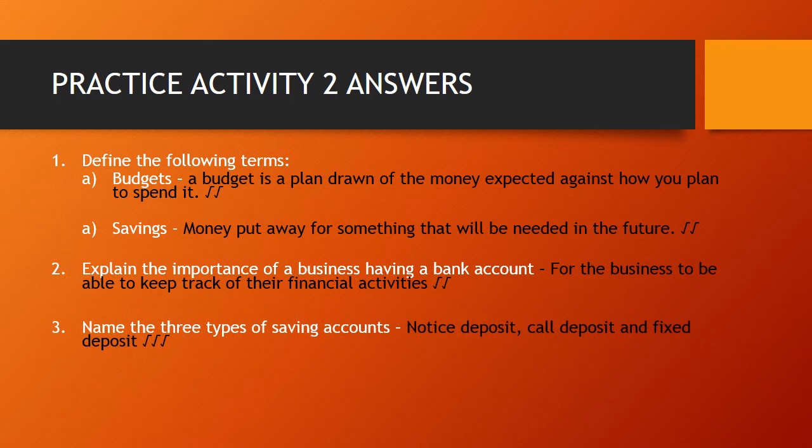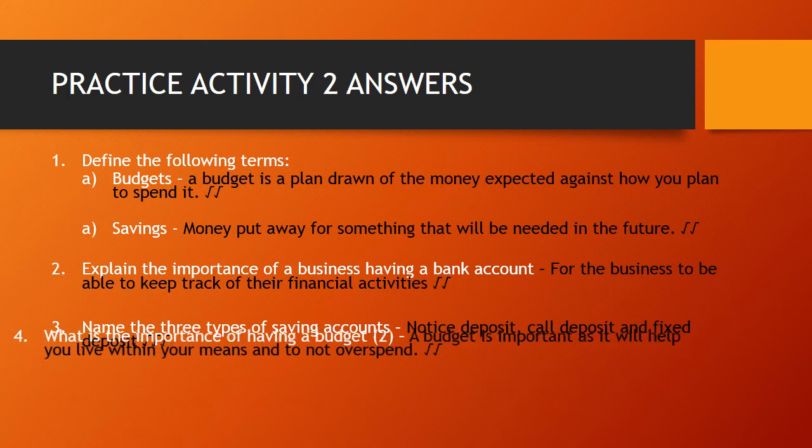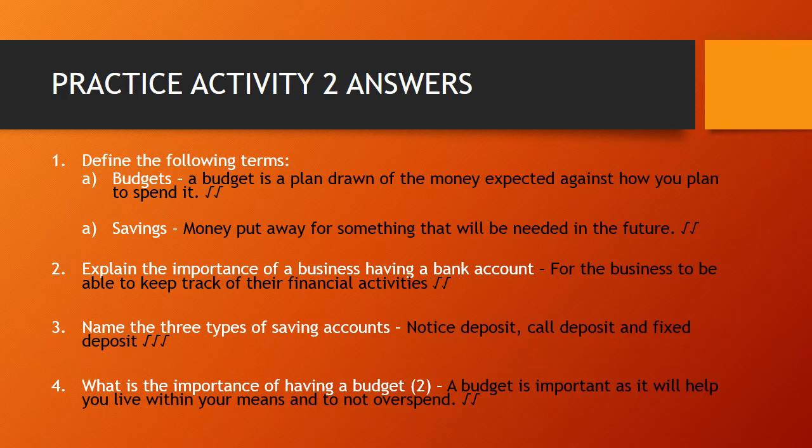Number 3, name the 3 types of saving accounts. And the correct answer is notice deposit, call deposit, and fixed deposit. Each one of those accounts is worth 1 mark, and in total, number 3 is for 3 marks. Number 4, what is the importance of having a budget? A budget is important as it helps you to live within your means and to not overspend.